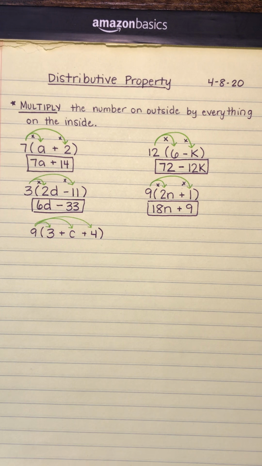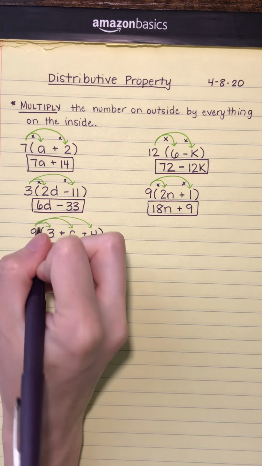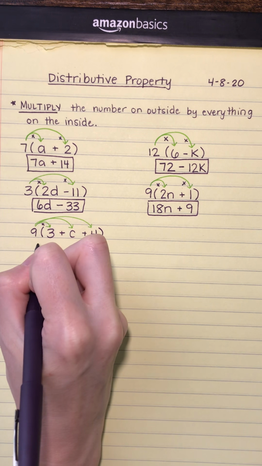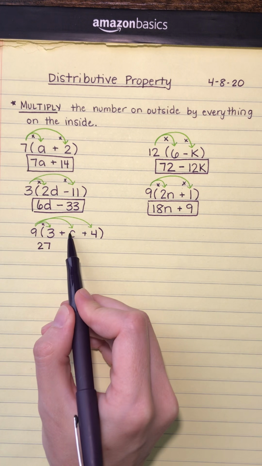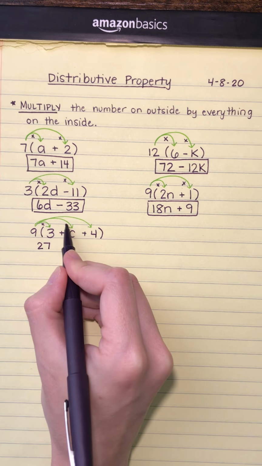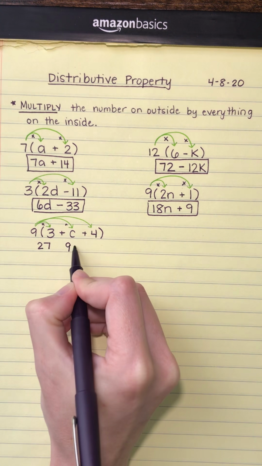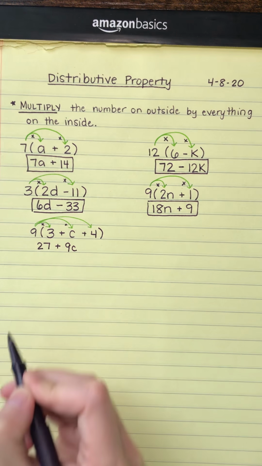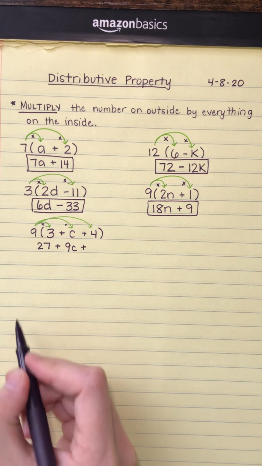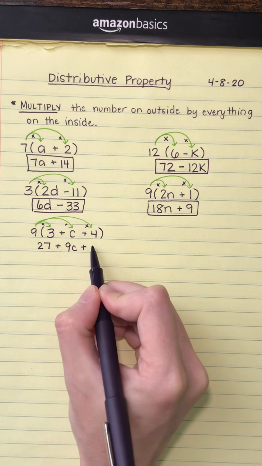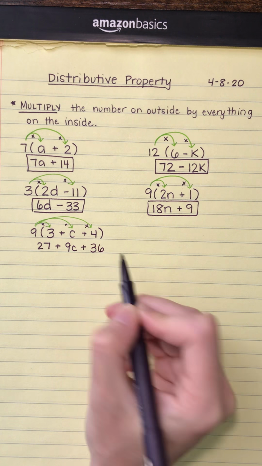This will kind of help to get us into what we're going to talk about next, which is combining like terms. All right, so in this problem, still going to multiply that 9 by everything on the inside. So that means 9 times 3 makes 27. 9 times C makes 9C. I'm going to bring that plus sign down in between. Again, I'm going to bring that other plus sign down. And then 9 times 4 makes 36.